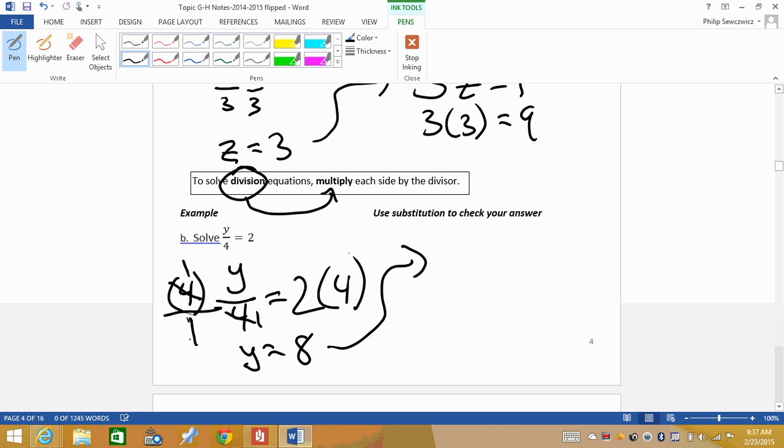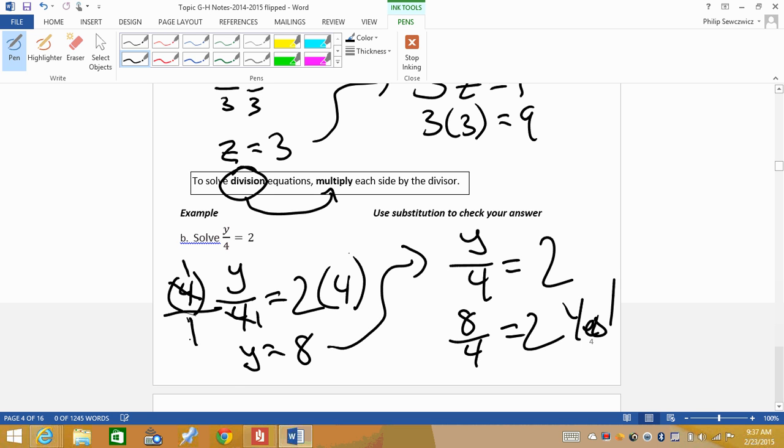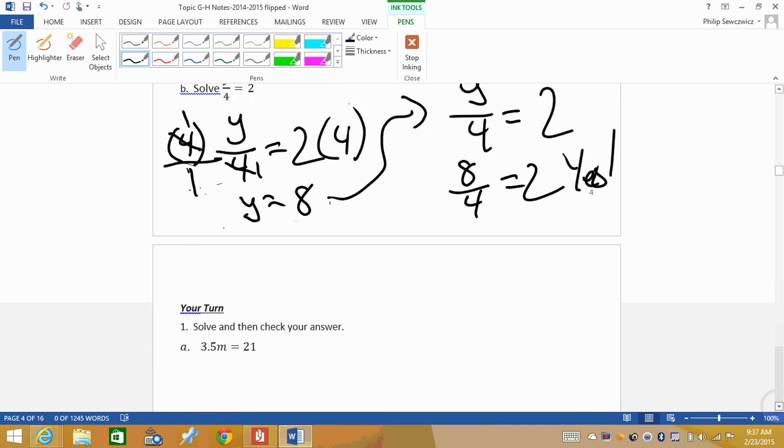So let's come on over here. We have y divided by 4. Does it equal 2? We're saying y is 8. So do you agree that 8 divided by 4 equals 2? Yes, it does. So we do know that we have a solution to our particular equation that we are looking at. Let's go on to the next page.